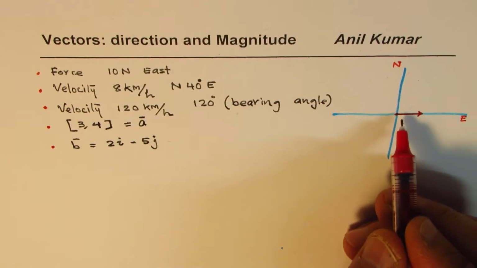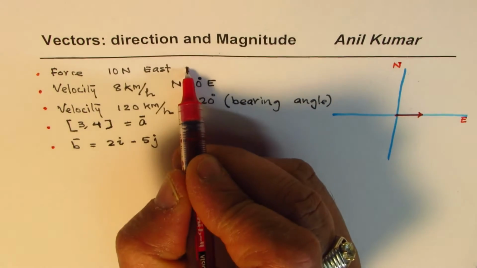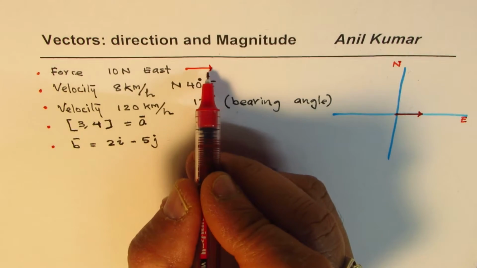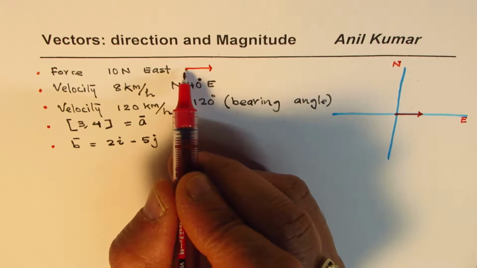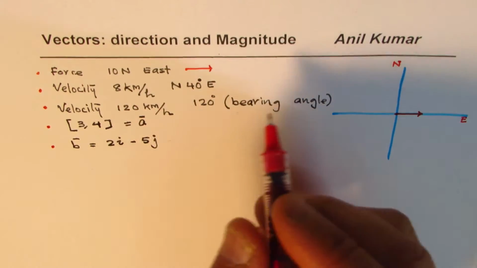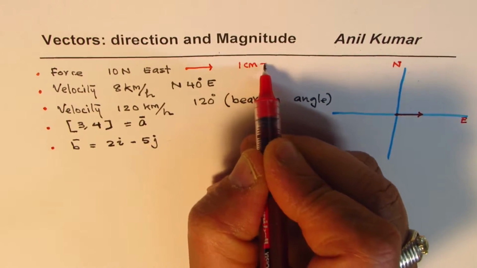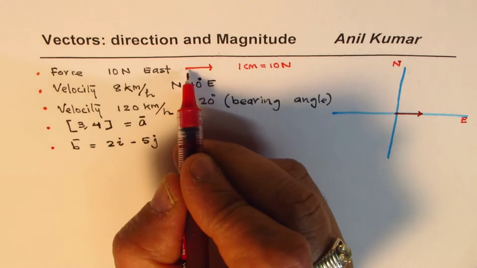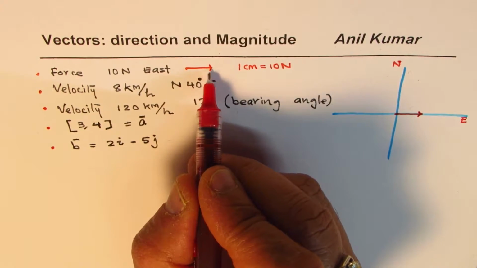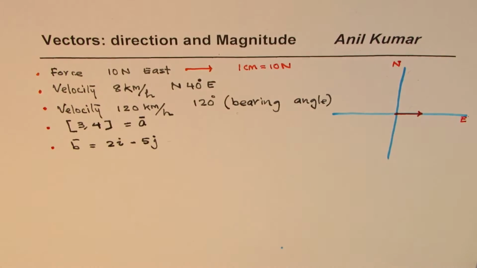Now, this vector could be placed anywhere. So even if I draw it here, where the magnitude is represented by the length, and let's say 1 centimeter is 10 newtons, and if this length is 1 centimeter, then that gives you the magnitude, and the direction is east, which we have shown here. So that is how you could represent this force of 10 newtons.